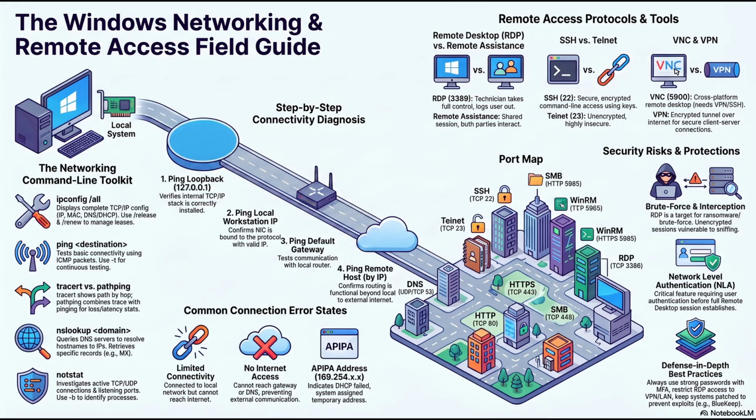TLS VPNs operate higher up the stack, at the transport and application layers. They utilize the exact same transport layer security cryptography that secures HTTPS banking websites. Because it uses standard TLS, usually over TCP port 443, it passes through almost any public firewall seamlessly. You don't have to worry about NAT traversal or complex IKE phase negotiations suddenly failing on a hotel Wi-Fi network.